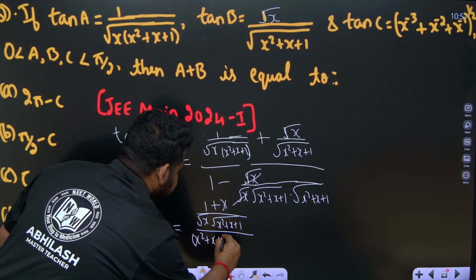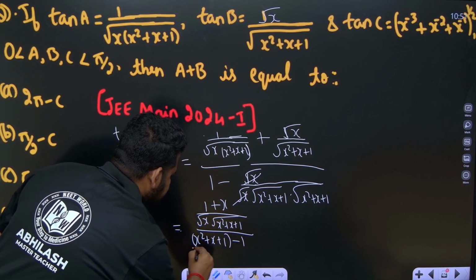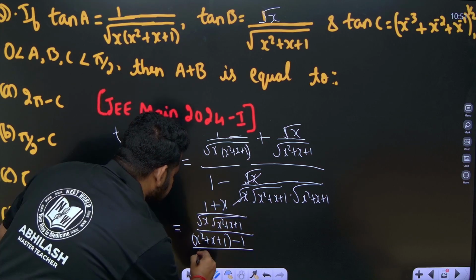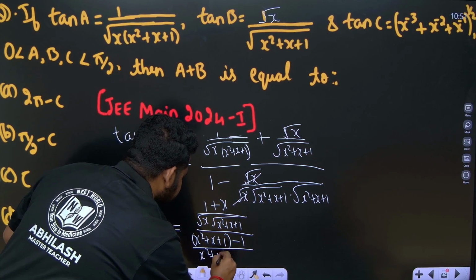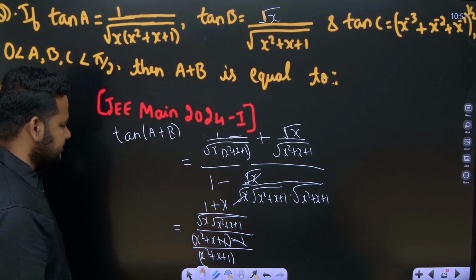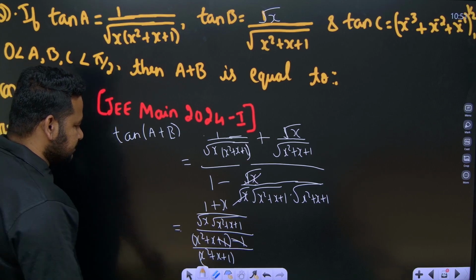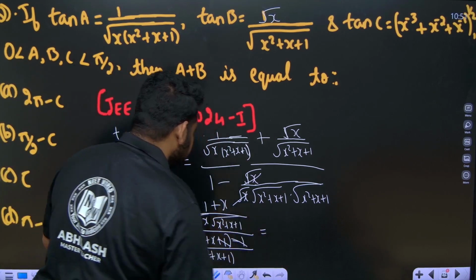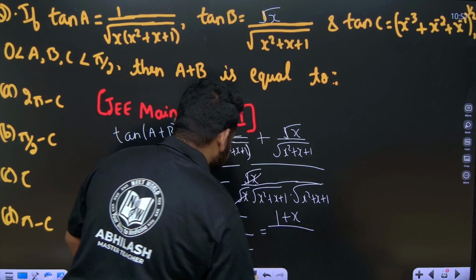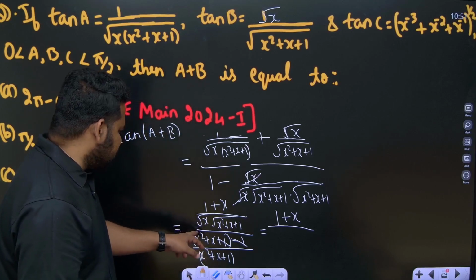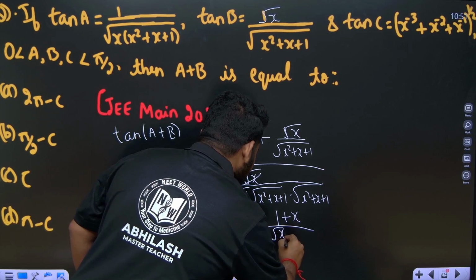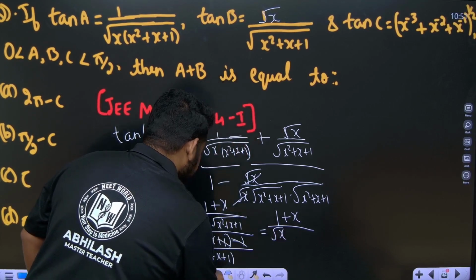Okay, x square plus x plus 1 minus 1 divided by, what is this? This will be x square plus x plus 1. Okay, plus 1 minus 1 cancels, correct na? So this can be written as what, friends? So this can be written as 1 plus x into, this is what is there here? Square root of x into, let me write it here.